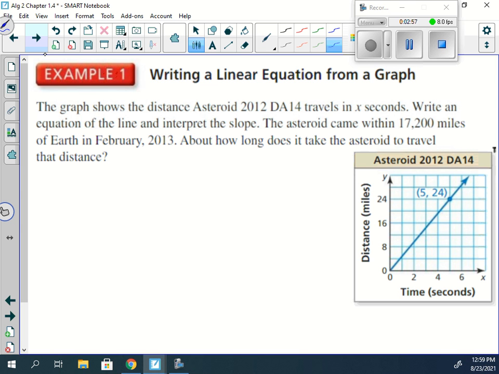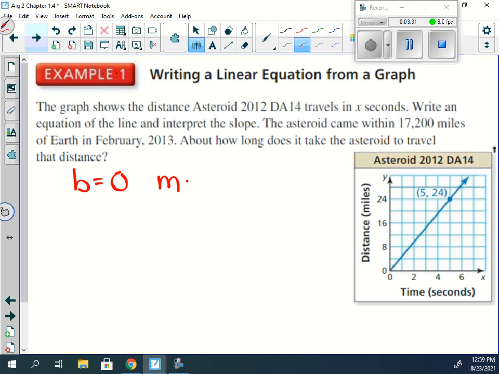Before we figure out the second part, first we need to write an equation of a line and then interpret the slope. Looking at this, do they give us the y-intercept? They do. What would it be? Our value of b would be 0, because if they give us a spot where the value of x is 0, that's where the y-intercept is. The value of x is always 0 at the y-intercept.